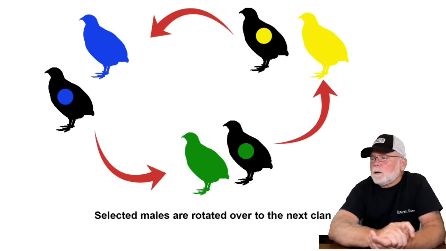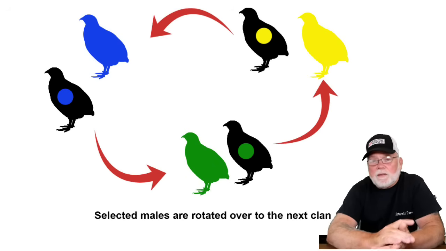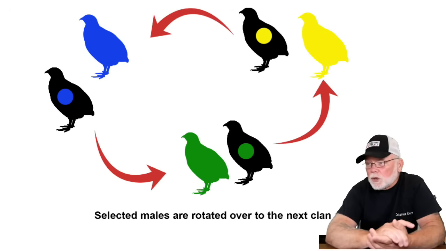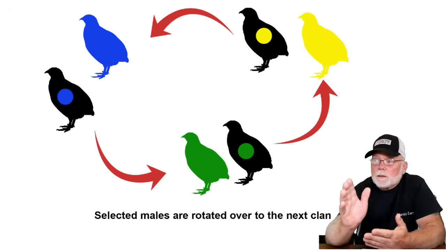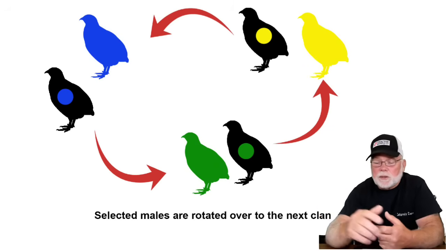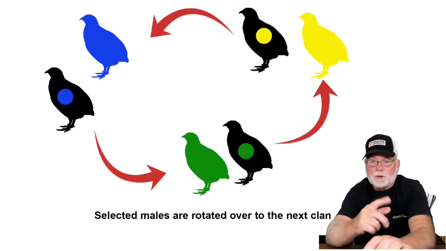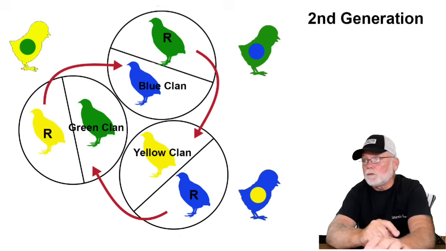So after our first generation, we've gone through, we've picked our best chicks and our best hens. The hens stayed with the mother, but our best roosters will be moved over into the next clan. And this would be the second generation. So the blue rooster is going to move over into the green clan. The green rooster is going to move into the yellow, and the yellow is going to jump into the blue clan. And that's your first rotation. Then you just repeat the cycle all over again.